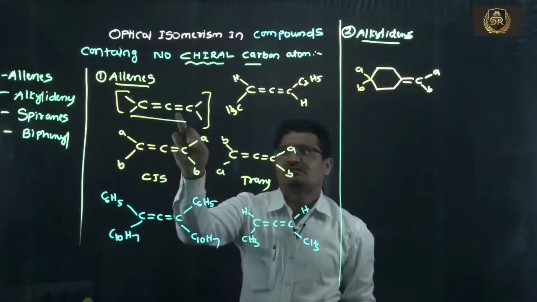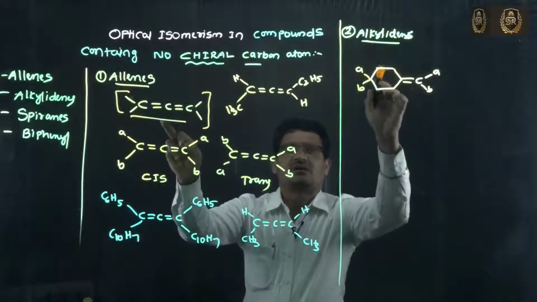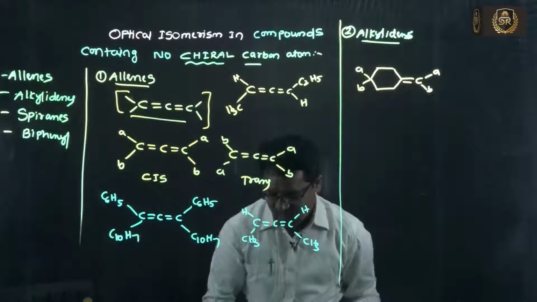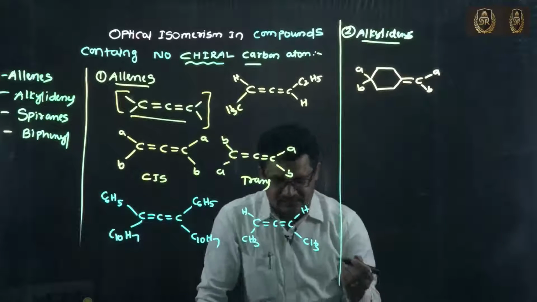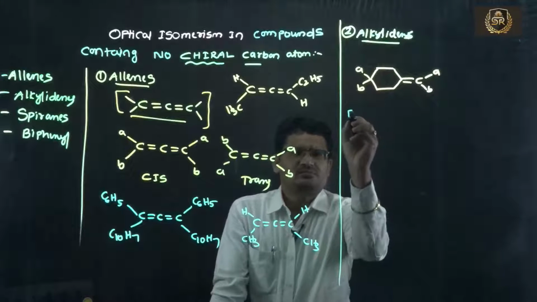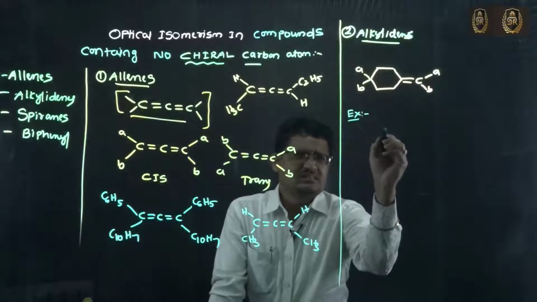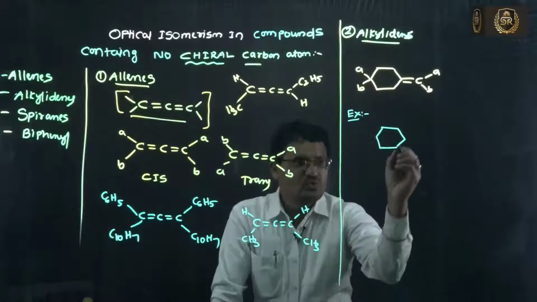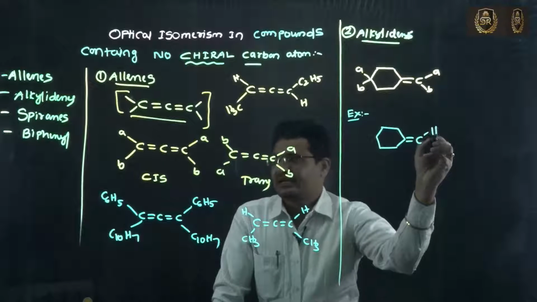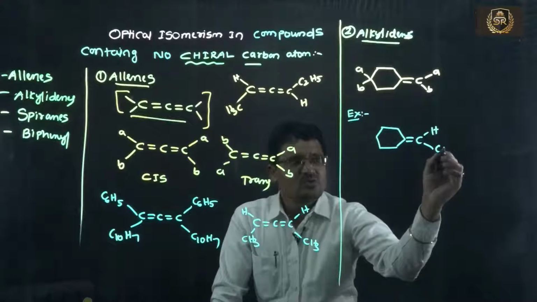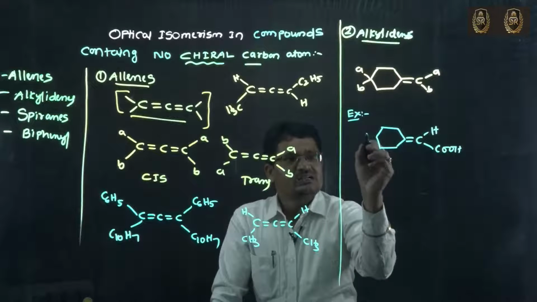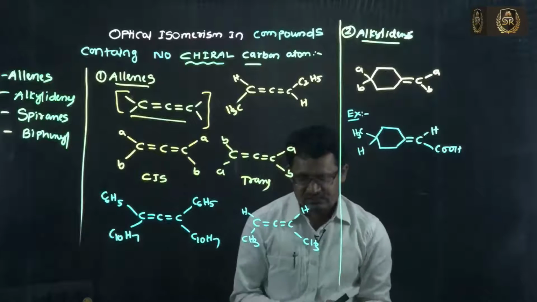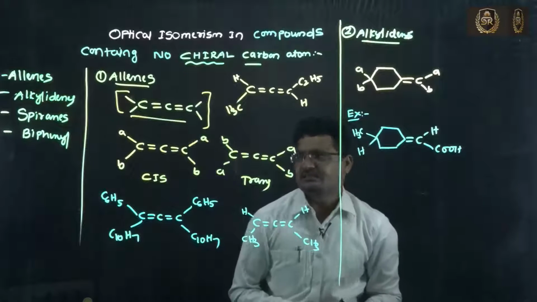So one of the carbons of the double bond is like this, and the other carbon contains phenyl or alkyl groups. That means it is a cyclic compound, and these are called alkylidene. Here is the best example of alkylidene: this is C, this side H, and this side COOH, and on the other carbon this is hydrogen, this is CH3. So this is one of the best examples of alkylidene.